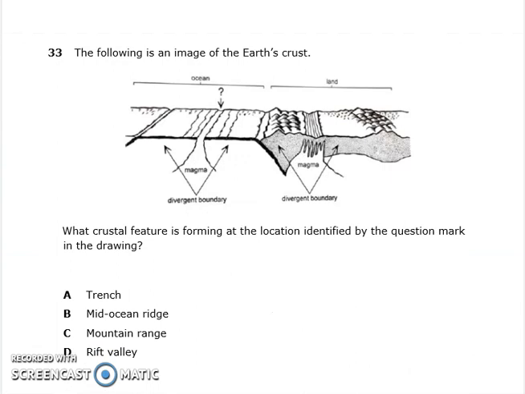Number 33. The following is an image of the Earth's crust. What crustal feature is forming at the location identified by the question mark in the drawing? A, trench. B, mid-ocean ridge. C, mountain range. D, rift valley.